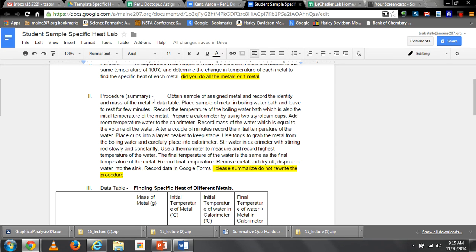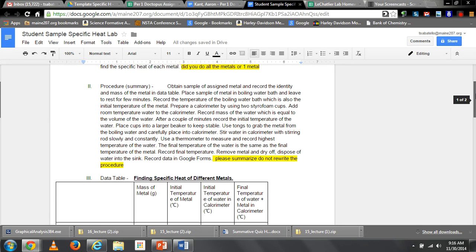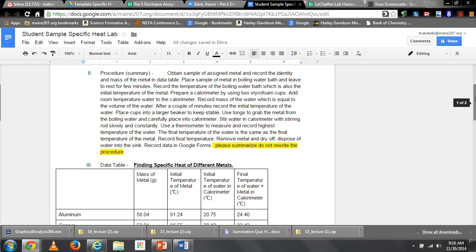To give an example of how it should be summarized, the student could begin by saying, "A metal is obtained and massed, and then placed into boiling water. The metal is then removed and placed into a calorimeter containing room temperature water," and they continue from there. So the procedure would also earn a 1 because it was not summarized. It was just rewritten.